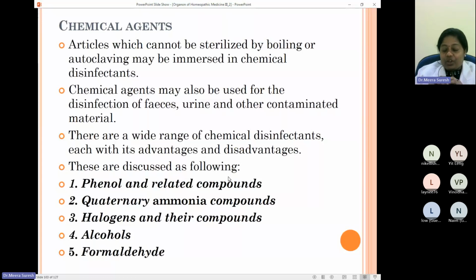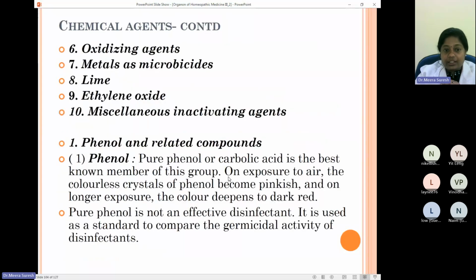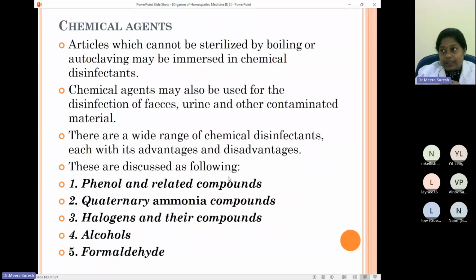So articles which cannot be sterilized by boiling or autoclaving may be immersed in chemical disinfectant. Chemical agents may also be used for the disinfection of feces, urine, and other contaminated material. There are a wide range of chemical disinfectants, each with its advantage and disadvantage. So there are many types of chemical disinfectants, 10 types actually, and some of it are having further categories.